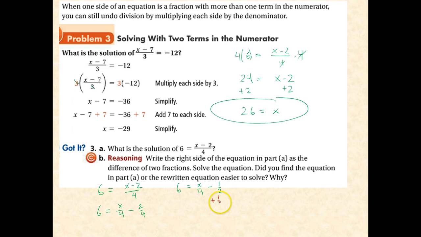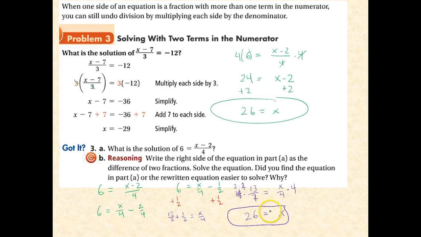So now we can add 1/2 to both sides. So 6 plus 1/2, let's see, 6 is 12/2 plus 1/2 equals x over 4. So 12 plus 1 is 13, so we get 13/2 equals x over 4. And now I got x divided by 4, so I can multiply both sides by 4. And I'll get x equals, let's see, 4 is 2 times 2. And then this 2 will cancel with that 2, because 2 divided by 2 is 1. And then 2 times 13 is 26.